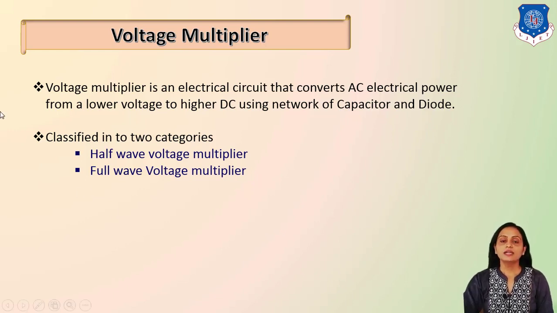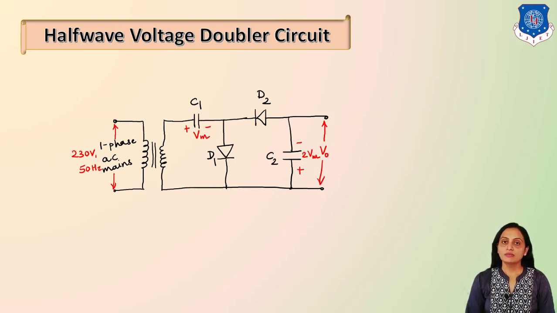So voltage multipliers are classified into two categories. One is the half wave voltage multiplier and the second one is the full wave voltage multiplier. In both of these multipliers we are using half wave and full wave rectifiers. That is why the name is given like this. Let us begin with the first multiplier circuit, that is the half wave voltage doubler circuit. From the name itself, it shows that it is going to double the voltage at the output.